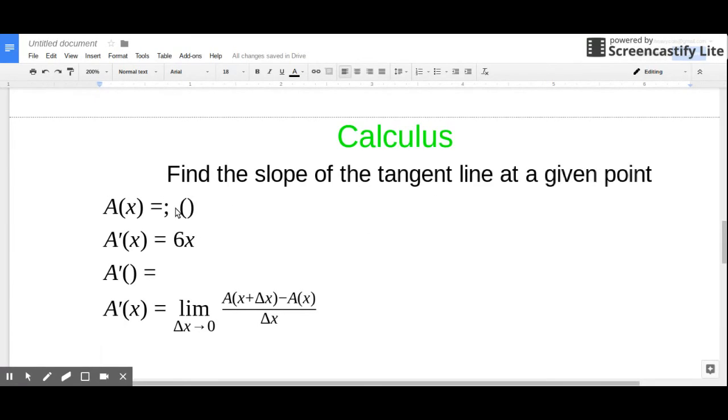In this problem here, we'll call it a of x, and it's going to be equal to x squared plus x. And we're going to be looking at this at the point -1, 0.